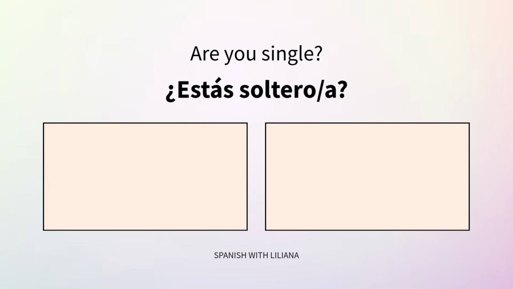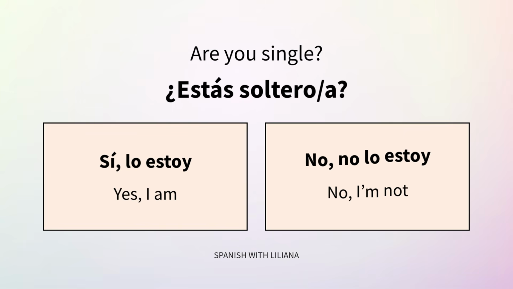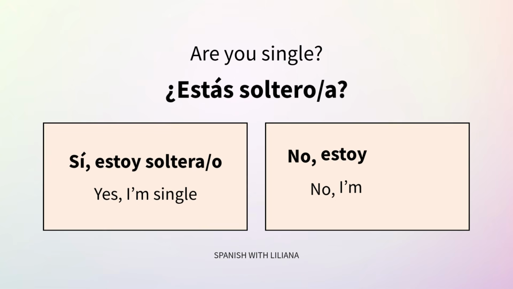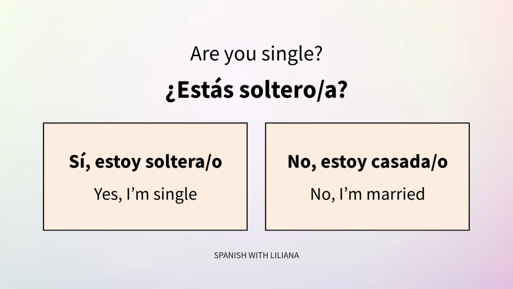We start the same way. ¿Estás soltero if you're asking a male? Or ¿estás soltera if you're asking a female? They both mean, are you single? And we can answer the same way. Sí, no, sí lo estoy. No, no lo estoy. Sí, estoy soltera. No, estoy casada. No, I'm married. So the answers can vary, but just a simple sí or no is enough. So I used these questions just to talk about your marital status.